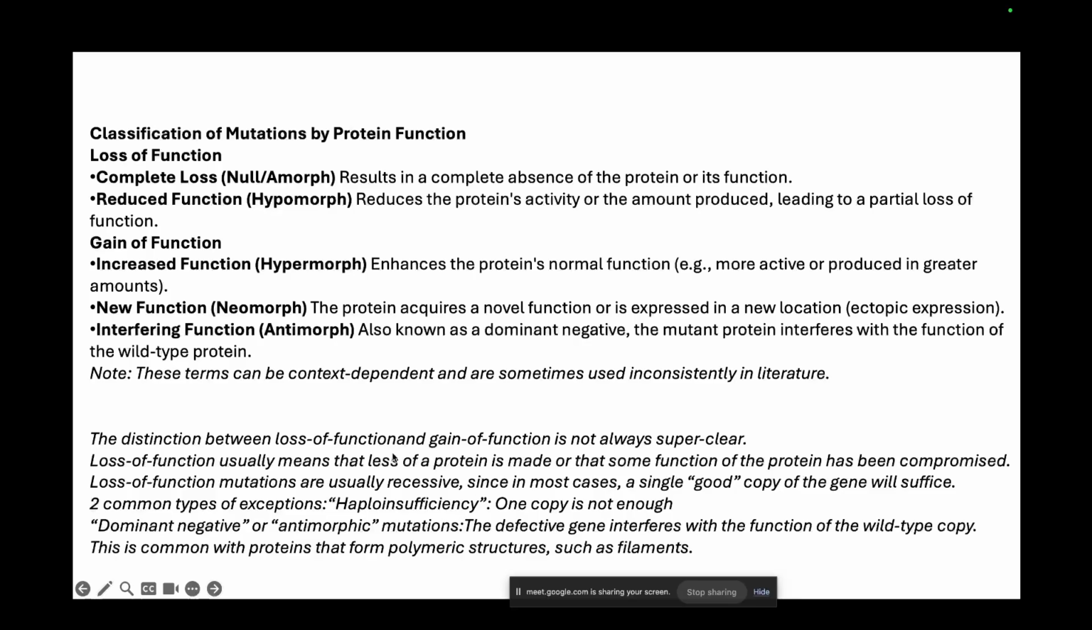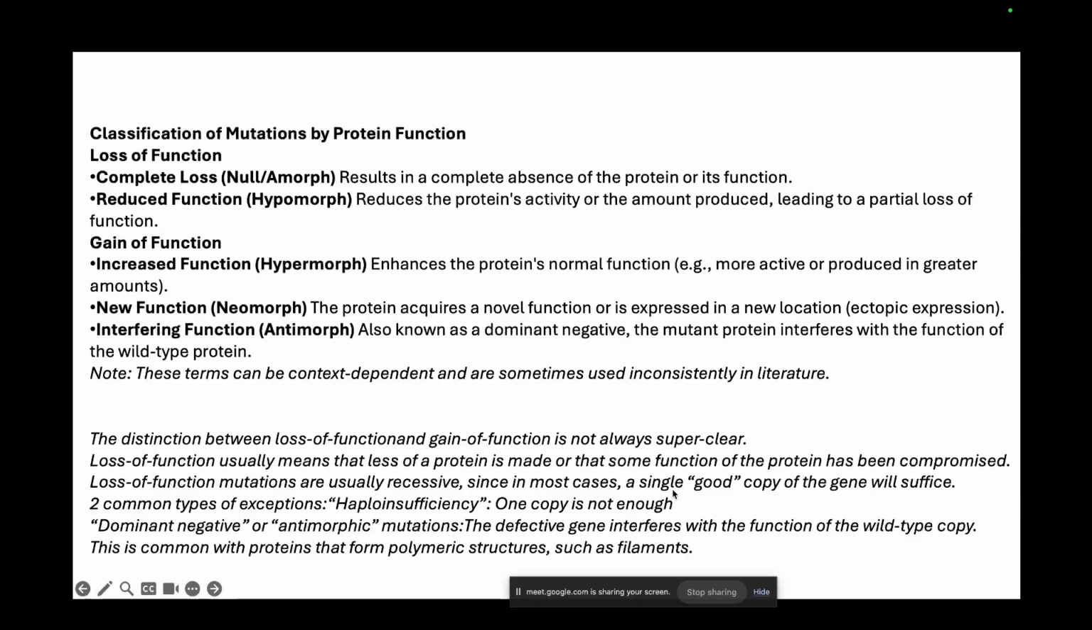The distinction between loss of function and gain of function is not always super clear. Loss of function usually means that less of a protein is made, or that some function of the protein has been compromised. Loss of function mutations are usually recessive. This is important in terms of evolutionary selection, because if it is a homozygous mutation, then you do not have even one copy of the gene that is functional. Generally, that person or that species would not survive. So, in terms of selection, loss of function mutations are mostly under recessive conditions.